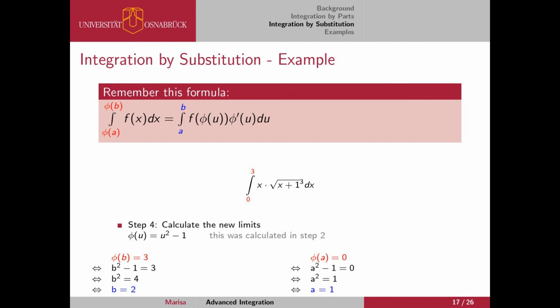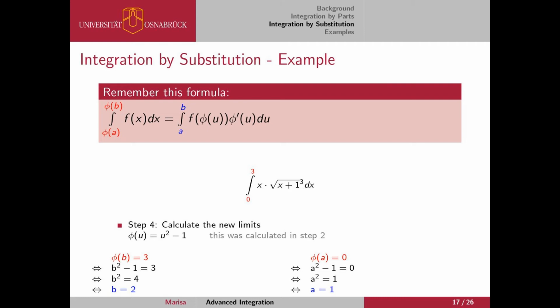In step 4, we want to calculate the new limits. In the formula for integration by substitution, you can see that the initial limits can be defined as phi of b and phi of a. But now we want to have the limits b and a, because they will be the new limits for the calculation of our integral, given in the formula. How do we do this? We previously calculated phi of u. This was done in step 2, and we came up with phi of u equals u squared minus 1.